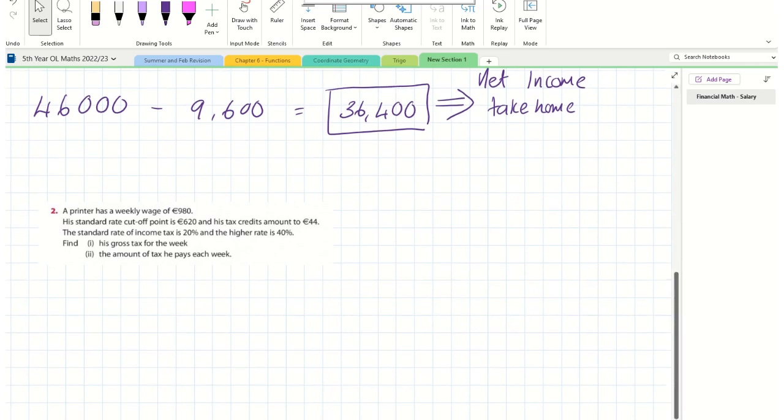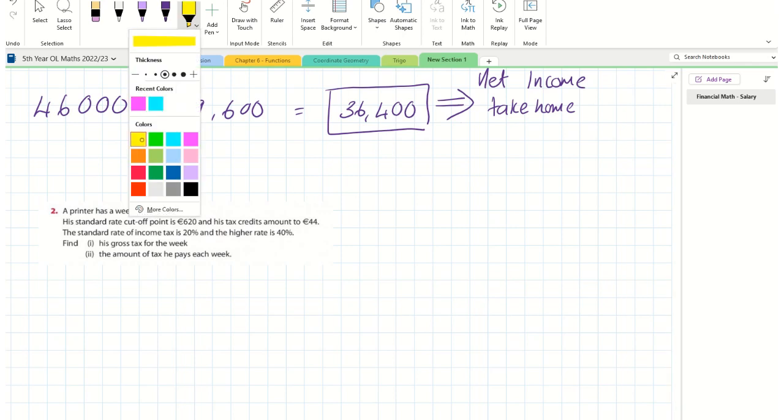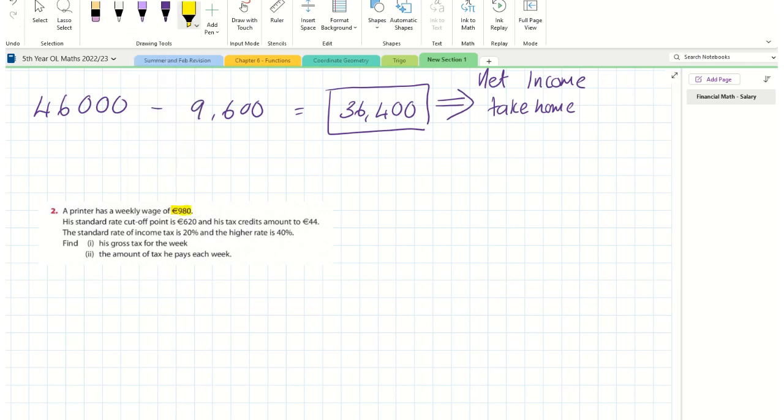A printer has a weekly wage of 980 euros. His standard cutoff point is 620 and his tax credits amount to 44 euro. The standard income rate is 20% and the higher rate is 40%. So this basically means that the first 620 he's going to pay 20% income tax, and anything he earns above that, which is basically going to be the 980 minus the 620, he's going to pay 40%.